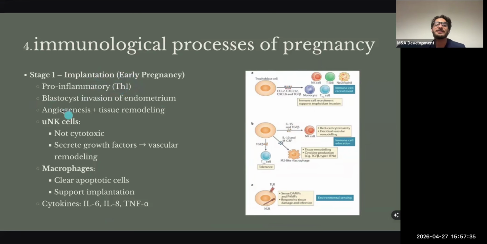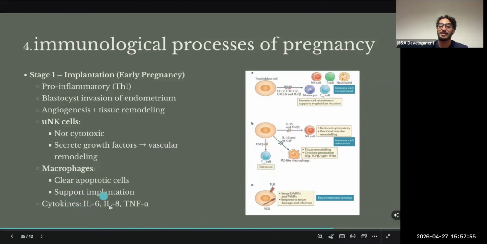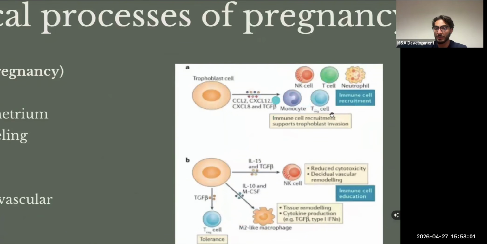blastocyst invasion of the endometrium, and because of that, you're going to need angiogenesis, which are the job of the natural killer cells. So these are not the cytotoxic natural killer cells that we're used to. They're just natural killer cells. They're going to be secreting a lot of growth factors that are going to cause vascular remodeling. And then the macrophages are also going to secrete a bunch of cytokines like IL-6 and IL-8 and TNF alpha that are going to support implantation.